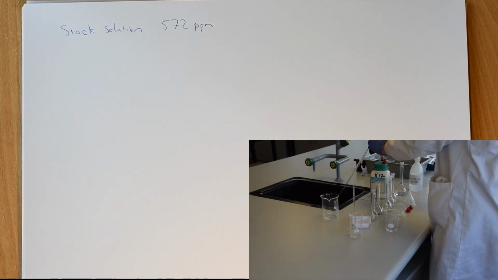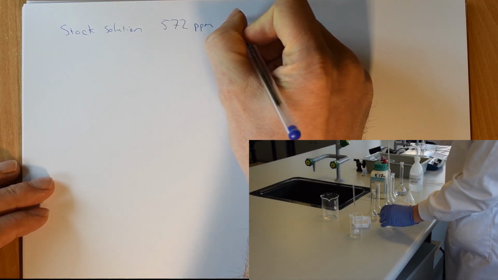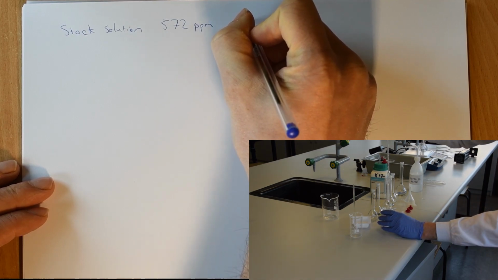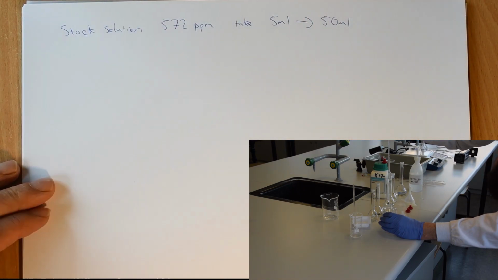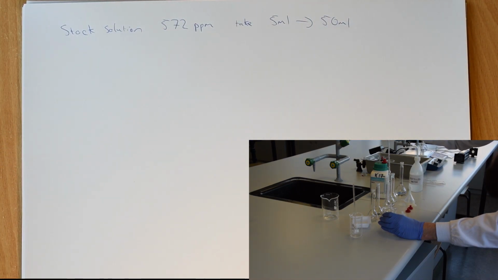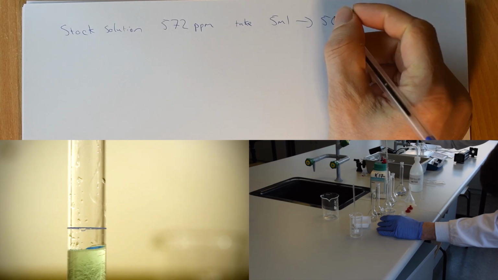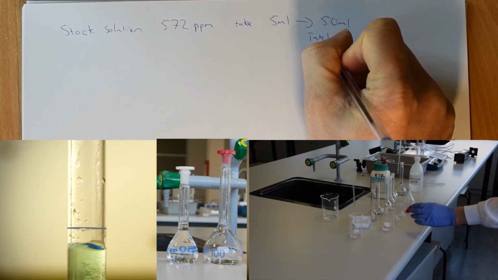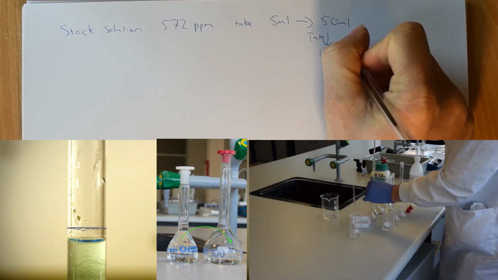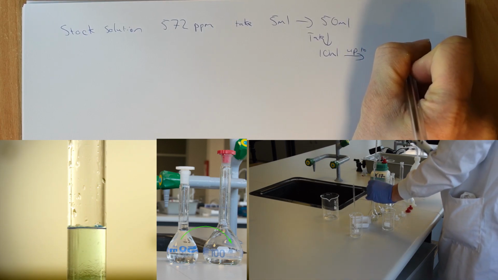And I dilute it first by taking 5 ml and make it to 50 ml. And you can imagine that happening in a volumetric flask. You put in 5 ml and then you'd make it up to the line. And then you want to dilute that again. So then you take 10 ml of that, take 10 ml and make it up to 100 milliliters.